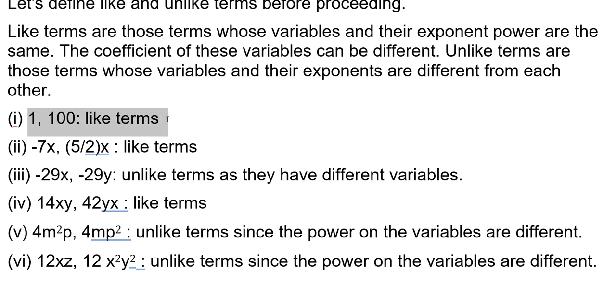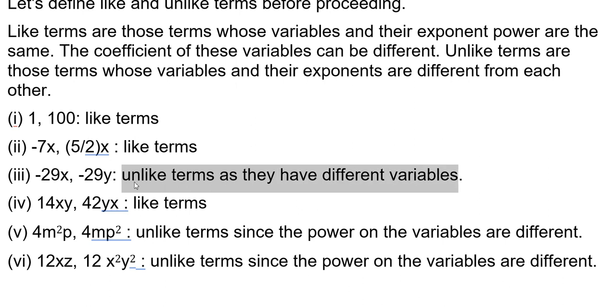First one, 1 comma 100, like terms, because they don't have exponents, so the exponent is 1, and they are like terms. Minus 7x, 5 by 2 x, like terms, because x has the power of 1 and the other is also x to the power of 1. Coefficients are different. Third problem, minus 29x, minus 29y, unlike terms, as they have different variables, here x and here y.